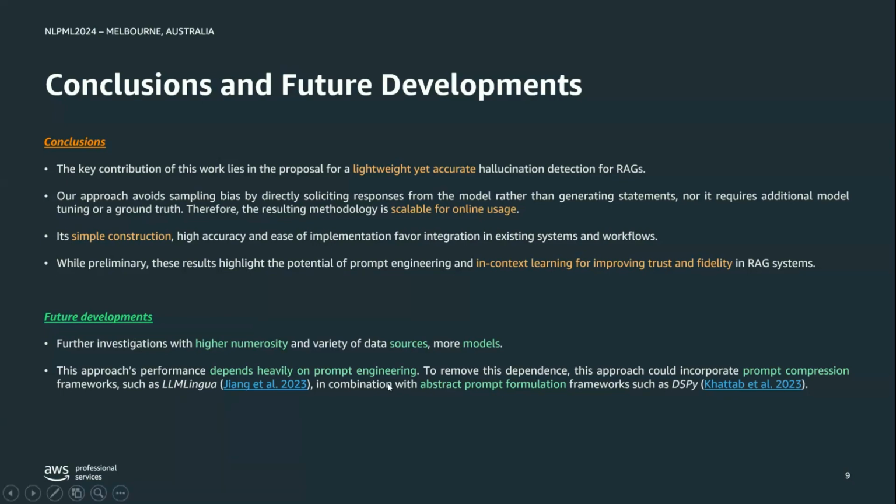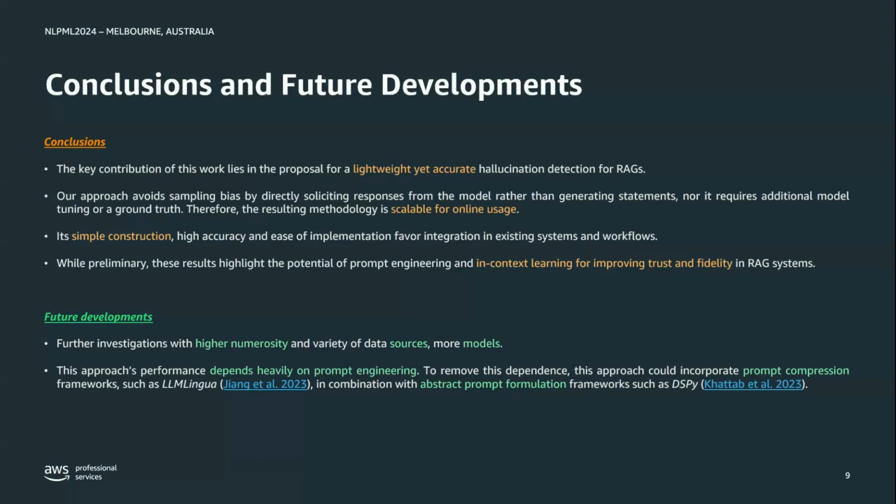And this can be combined with abstract prompt formulation frameworks, which allow you to build a prompt without writing it, treating it as developing Python code, so in an abstract formulation. Combining these two ideas with this prompt-based approach, we could investigate further on scaling this approach and really removing the dependence on the prompt.